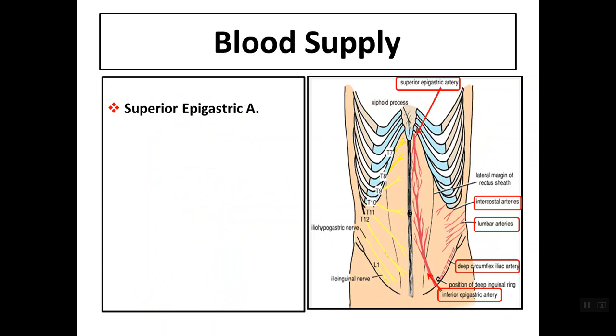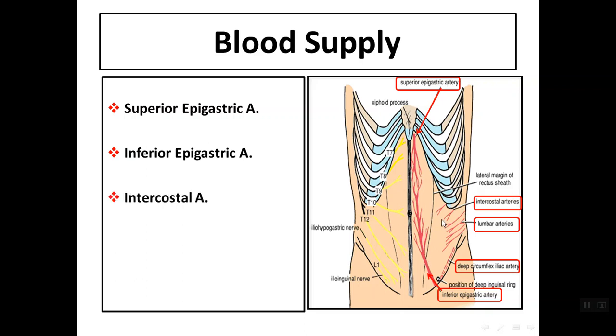Now we come to the blood supply of the anterior abdominal wall. The blood supply is provided by the superior epigastric artery, which is regarded as a continuation of the internal thoracic artery. The inferior epigastric artery is a branch of the external iliac artery, and it anastomoses with the superior epigastric artery within the rectus sheath at the level of the umbilicus. This is near the midline. These arteries supply the anterior abdominal wall near the midline.